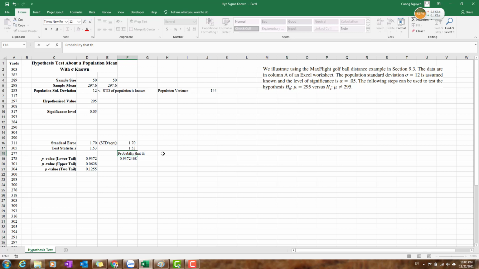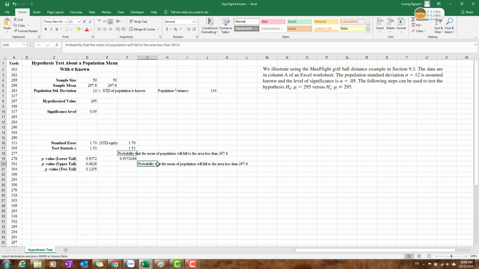that mu, the mean of the population, will fall in the area less than 297.6. Okay, this will be the probability. So to measure the probability that the population mean will fall into the area that is larger than that, this will be 100% minus this one.